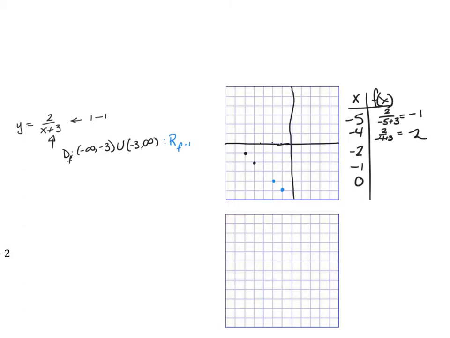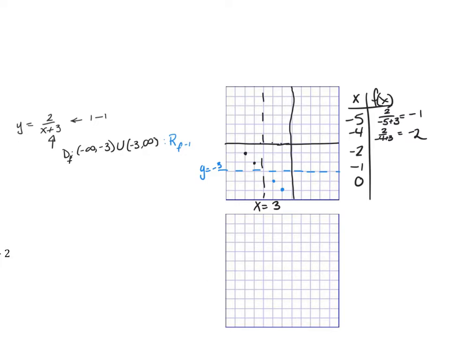Now, my original function, I had a restriction at -3. So x equals -3 is the restricted domain on my original function. But remember, that becomes a restriction on my range. So on my inverse, it is y is equal to -3. So if we have a vertical asymptote on my original function, it becomes a horizontal asymptote on my inverse.